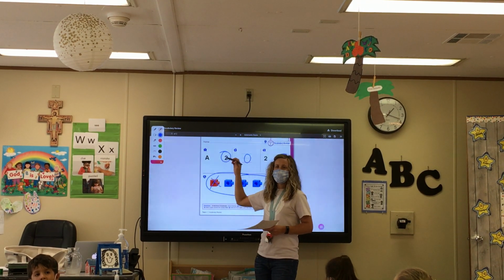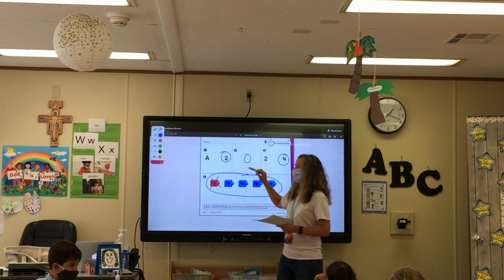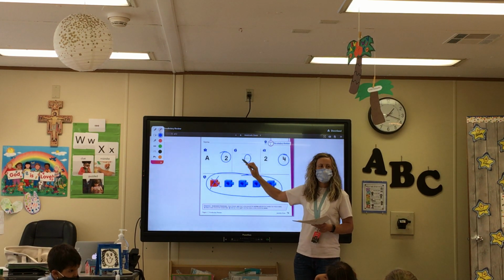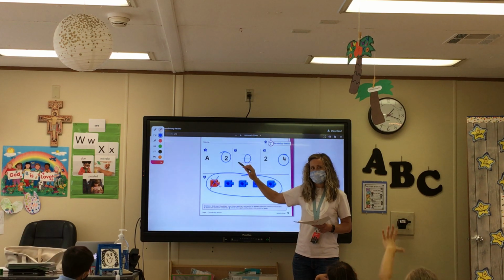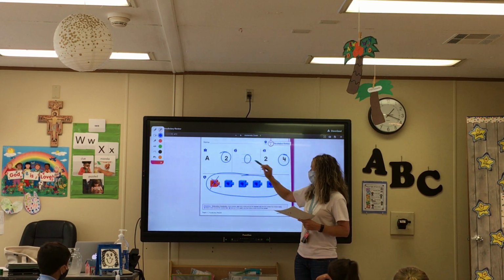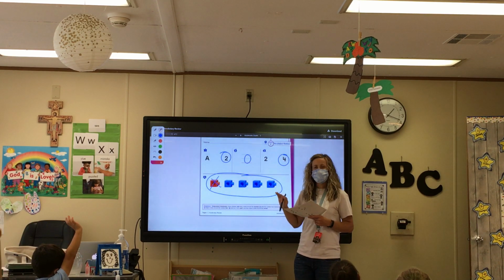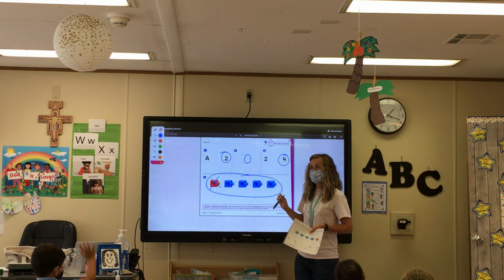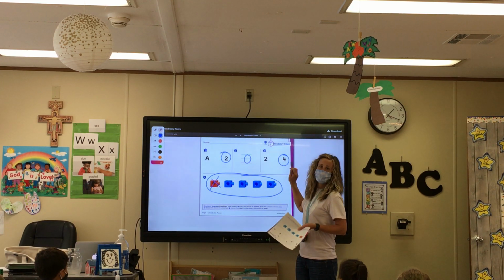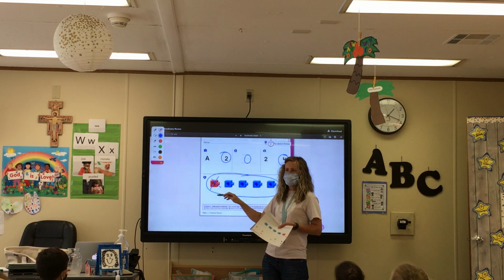For number 1, we had to circle the number. We said, which was the number? The 2. All right. Here we had to write what number means none. And that number was what, Aiden? 0. 0 means none. Okay? For number 3, we had to circle the number 4. So Braden said, oh, it's the one on the right. And that was correct.